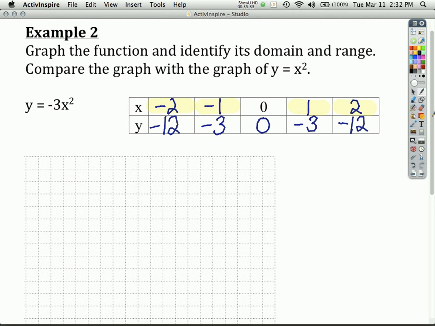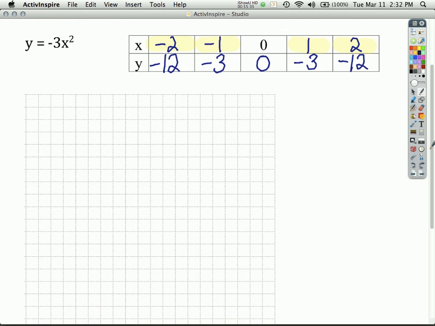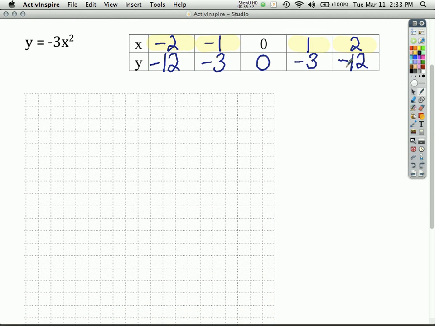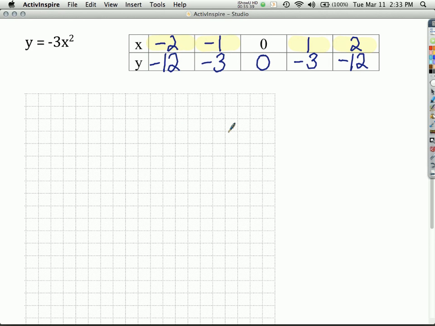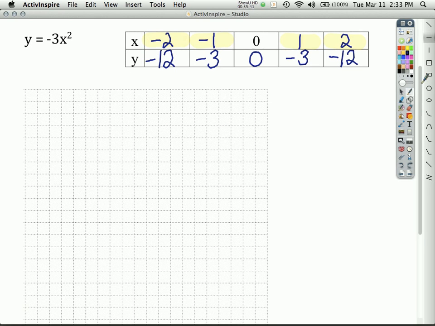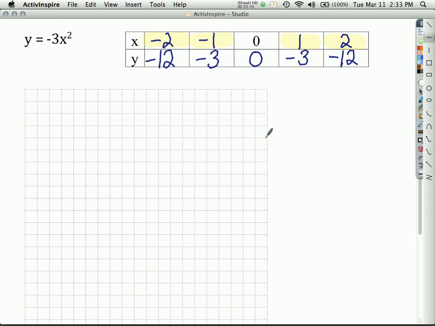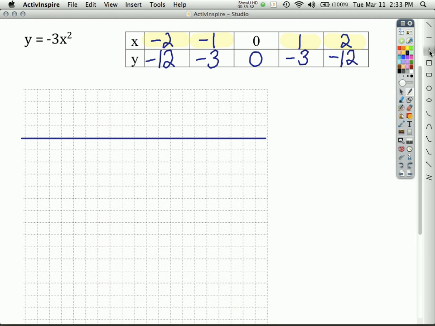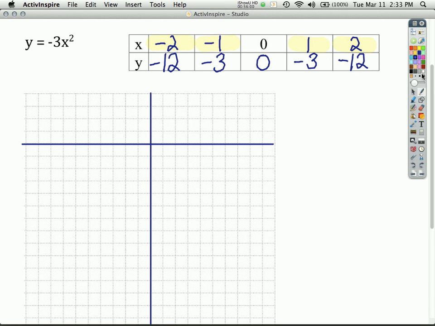So let's go ahead and graph this. And now I need to make sure I reach negative 12. So this time I need to put my x-axis a little bit higher up. So I'm going to make sure I do that. I'll put this way up. Let's see if this is good enough. Up there. And plot the points and draw a curve.